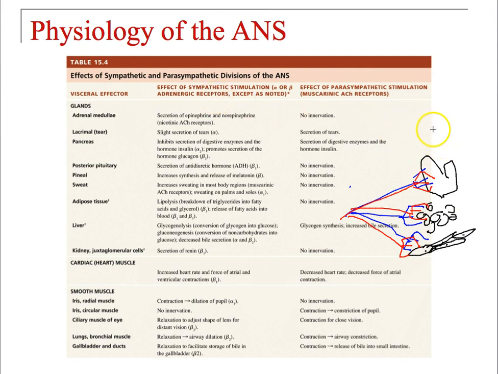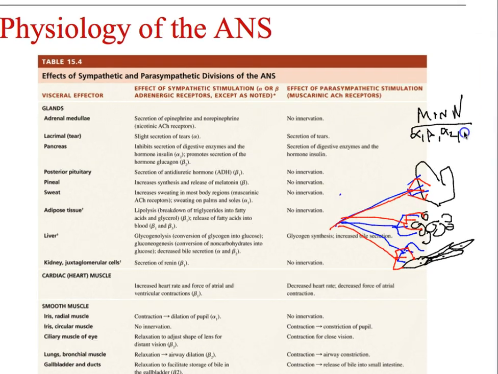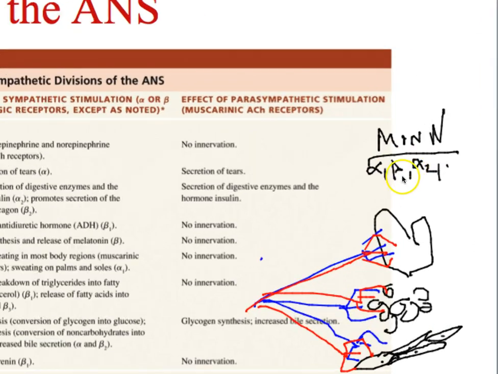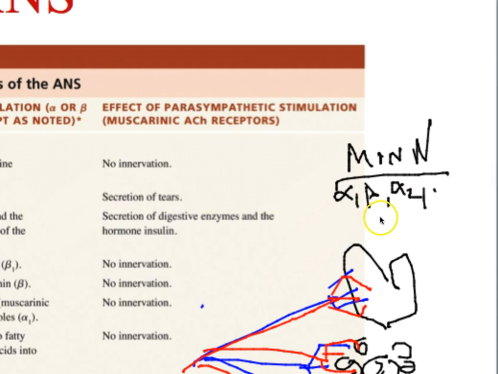Okay, on here you could have muscarinic or nicotinic for all of the postganglionic parasympathetic targets. Or you could have alpha 1, beta 1, alpha 2, beta 2. Oops, let's do this. Wait till that stops. Beta 2.